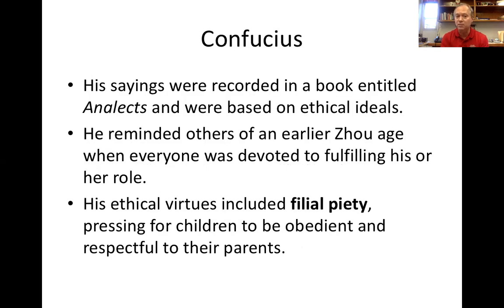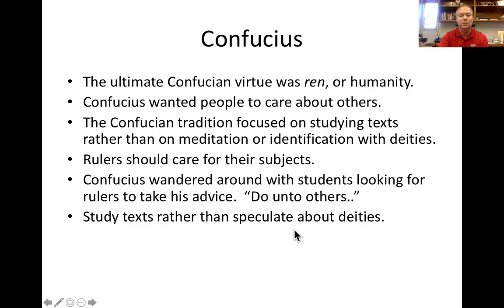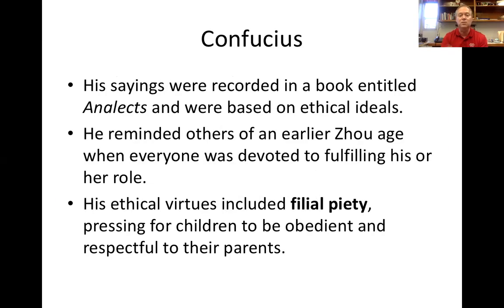You've probably heard about Confucius, whose writings are in the Analects. One of the things that happens with Confucius, and I'm jumping ahead here, there's a nice little image. Confucian scholars: do unto others, treat others how you would want them to treat you. That's the virtue that Confucius is talking about. And these writings are in the Analects.